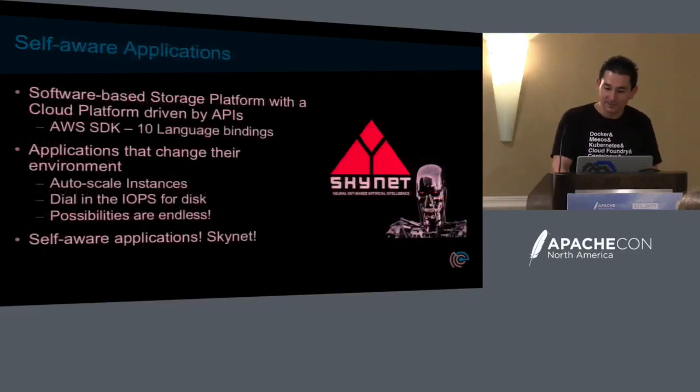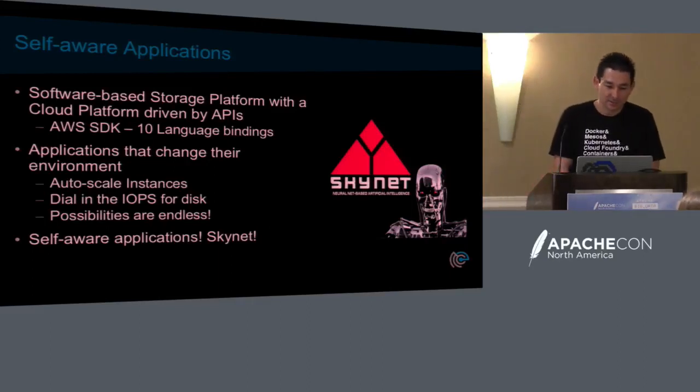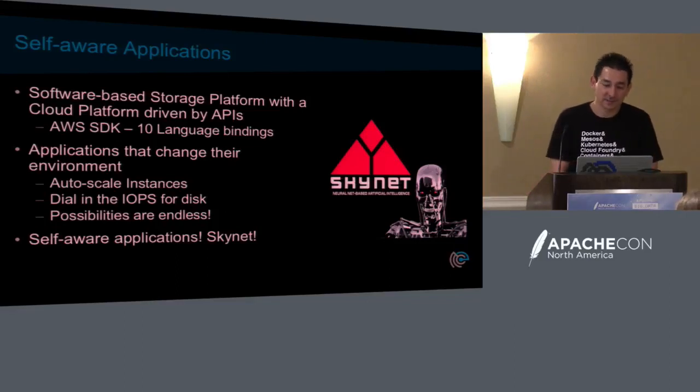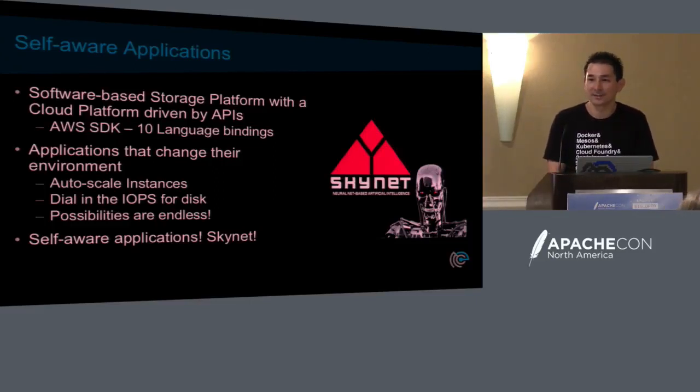So I'm going to do a demo in a few seconds. If we take a software-based storage platform and move it into the cloud like AWS, and then using the AWS SDK, which is available in 10 language bindings, that application should be able to do things like auto-scale instances. It should be able to dial in the number of IOPS required on your disks. And then it should also be able to provision new hard drives in order to expand capacity.